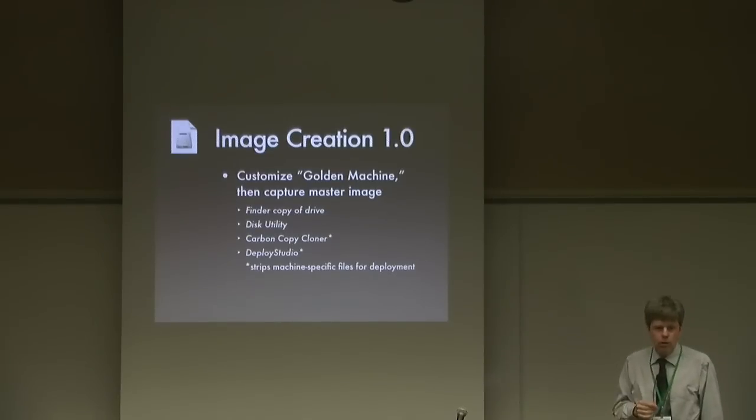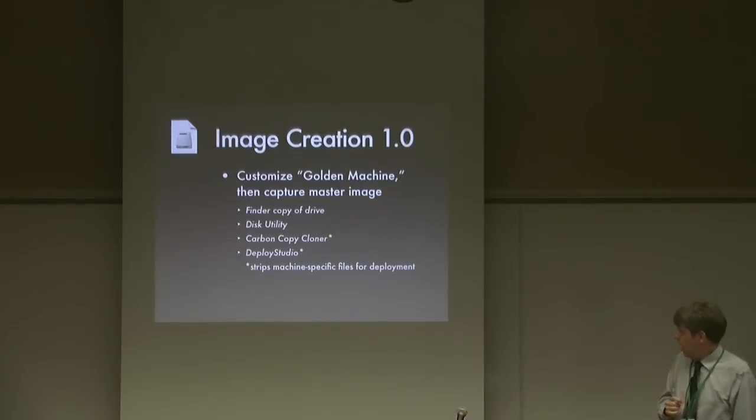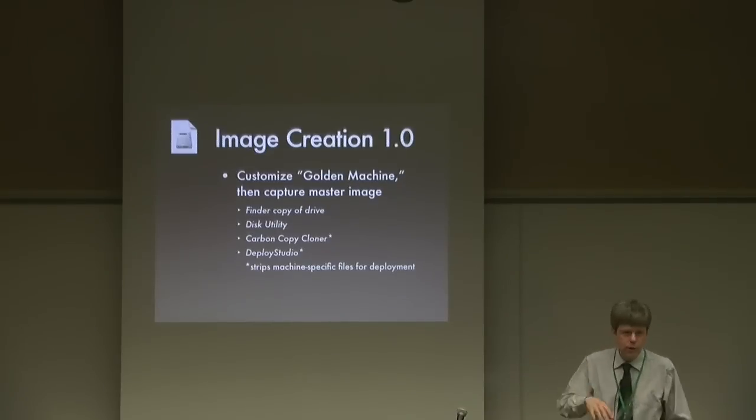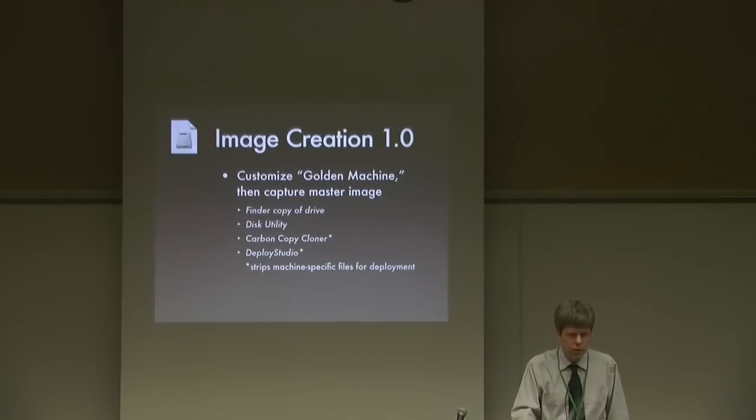Carbon Copy Cloner, that was the go-to tool. That was certainly my second tool. There are still people on my campus that use it. And DeployStudio, that's the tool I use now for deployment, and I'll tell you another use I have for it at the end. Those last tools have the benefit of knowing to strip stuff out, or at least deploy stuff out, that's going to be problematic when you push it to a machine.